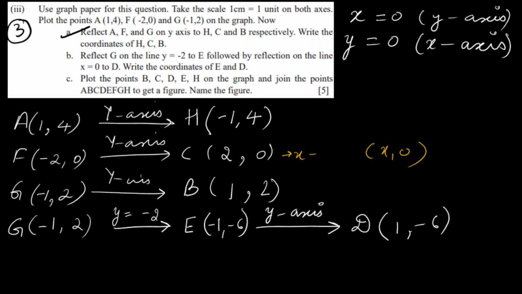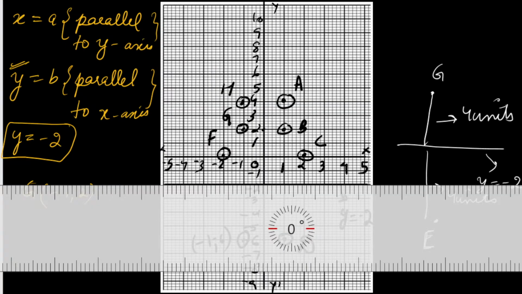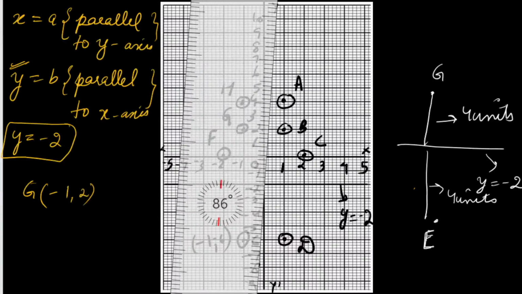Now we have plotted all the points B, C, D, E, H on the graph and we have to join the points A, B, C, D, E, F, G, H to get a figure. So all the points we have to join in this order only. Join it and tell me the name of the figure. So let's see what we are getting.